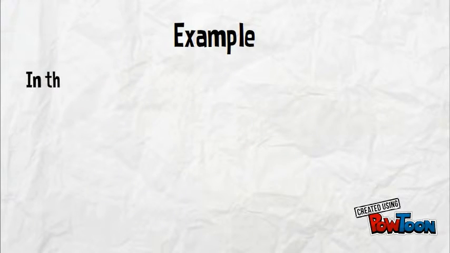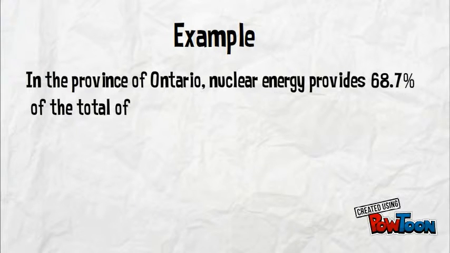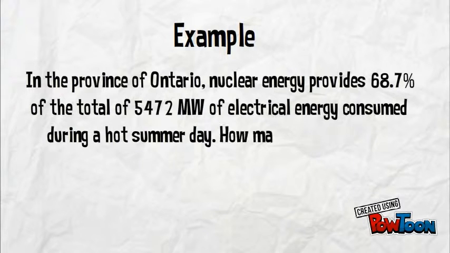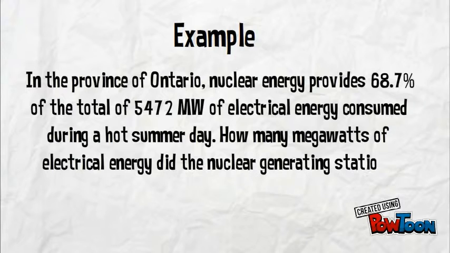For example, in the province of Ontario, nuclear energy provides 68.7% of the total of 5,472 megawatts of electrical energy consumed during a hot summer day. How many megawatts of electrical energy did the nuclear generating station produce?